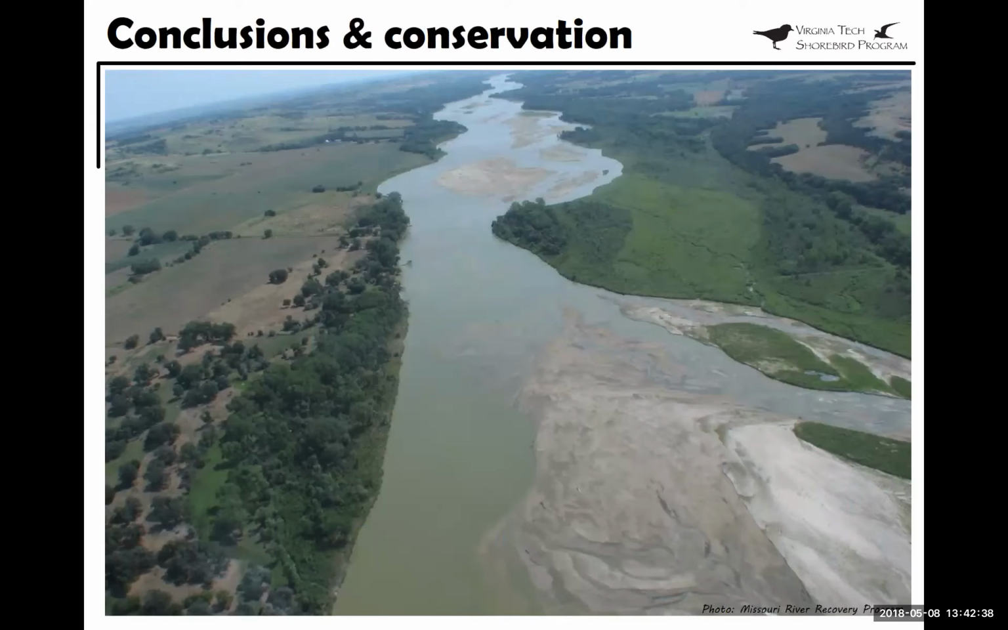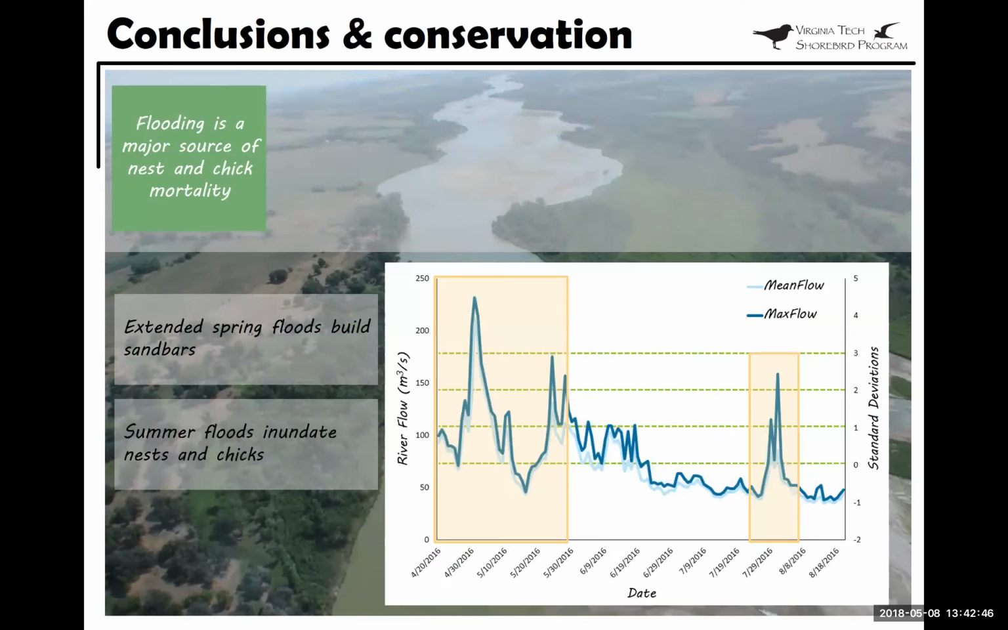Natural flood cycles create and maintain important sandbar nesting habitat for terns and plovers, but increased river flow is also a major source of nest and chick mortality. Timing is important when it comes to flooding. Sandbars are regenerated during extended spring flows that move sediment, and plover and tern nesting on the Niobrara generally begins as these flows recede in late May.